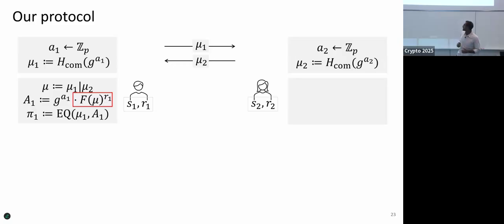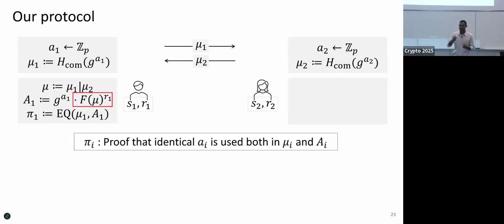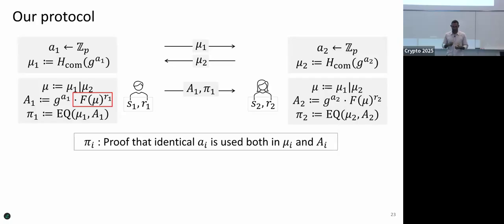But additionally, they also have to produce a proof that parties are using the same identical small a_i in both the hash commitment here and also in this masked nonce. This is very crucial for the proof. Then they exchange this revealed nonce along with the proof, and party 2 also does that.